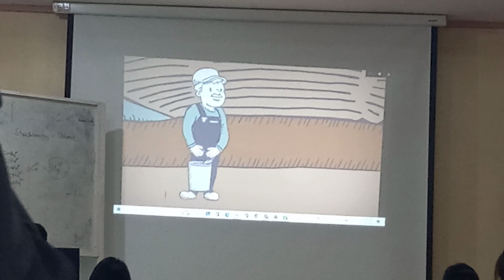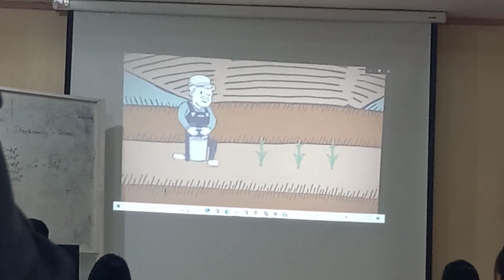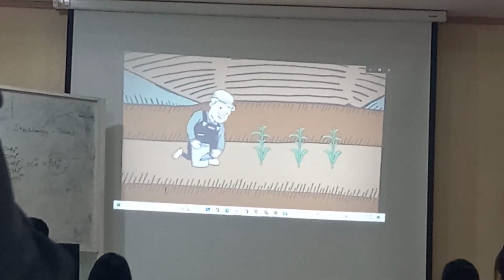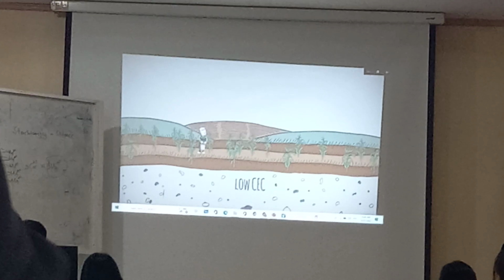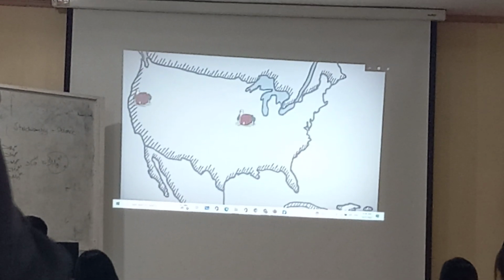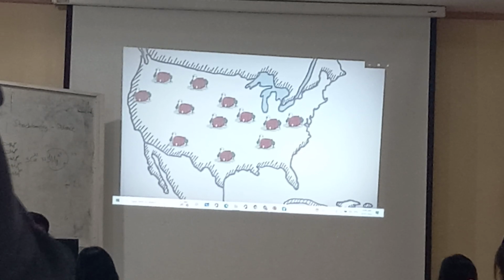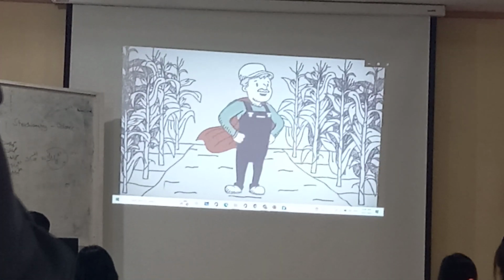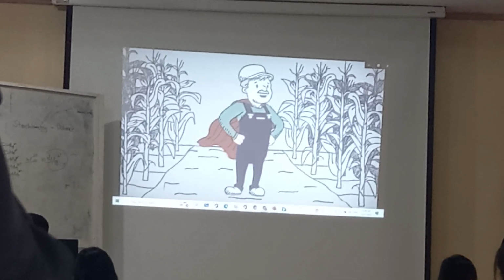Farming in low CEC soils works almost the same way. Even though the soil has lower capacity, you can fertilize more often using smaller amounts, and the plants will grow healthy and strong. And it's a good thing, too. Otherwise, we'd have very little land to farm. So the fact that farmers can grow crops almost anywhere kind of seems like superhero powers. But really, it's just knowing about chemistry.